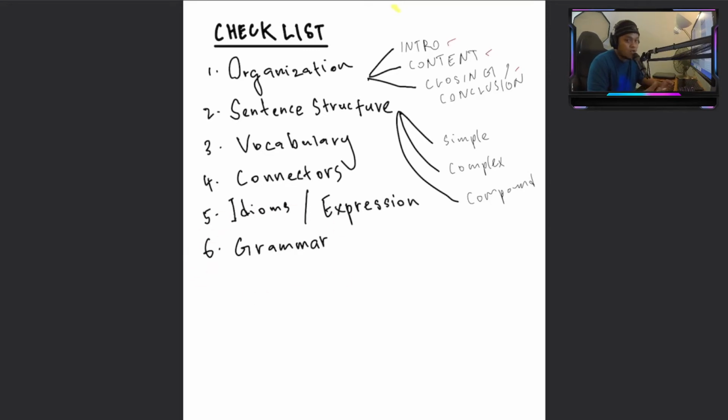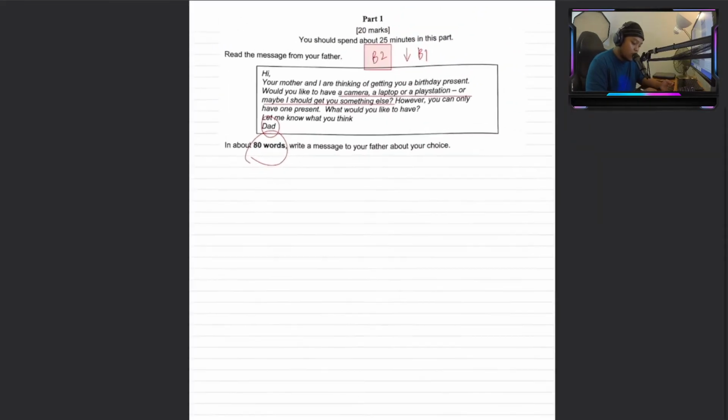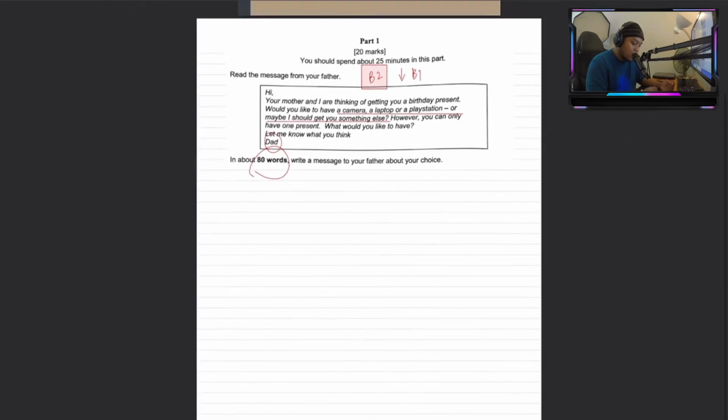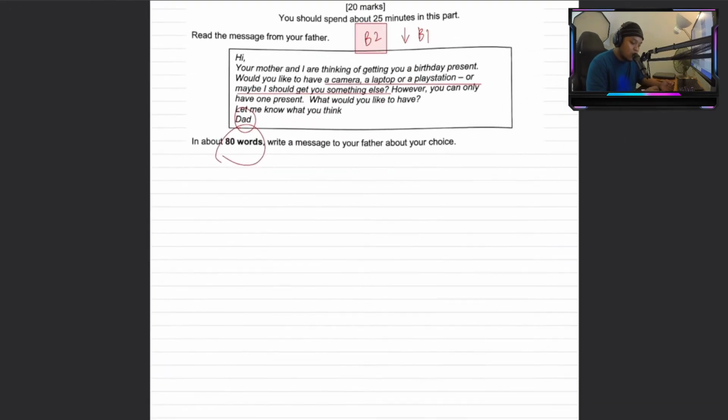And then the last one is grammar. Of course, like usual, make sure that you don't have any major grammatical errors in your writing. Now let's take a look at the question just now. It's very easy. First thing first, you need to think of your points. But before that, first you need to think of the choice. Usually, whenever you're writing this kind of essay, you will have to make a choice. As for this one, you need to think what kind of present you want, and you need to choose only one. So please follow whatever instruction has already been given.